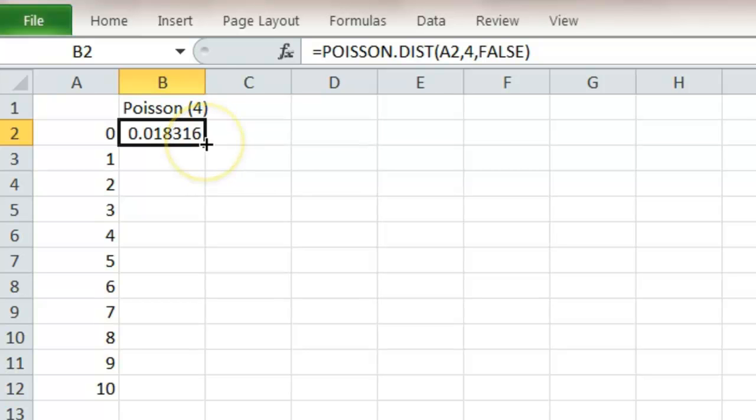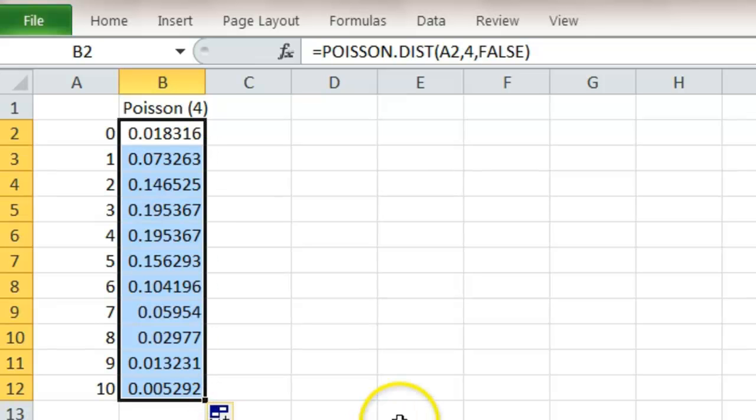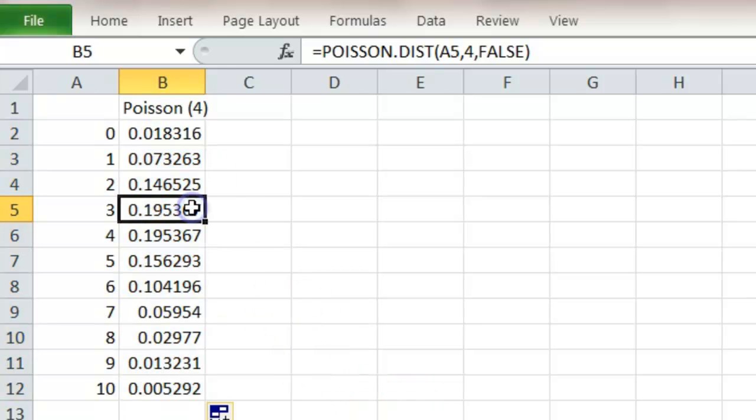If I now click and drag using the bottom right corner, left click and hold it down and drag, I quickly get all the other ones. So we can see, for example, that the most likely answers are 3 or 4. These are the modal outcomes, 3 and 4. Either side of that, the probabilities get lower.